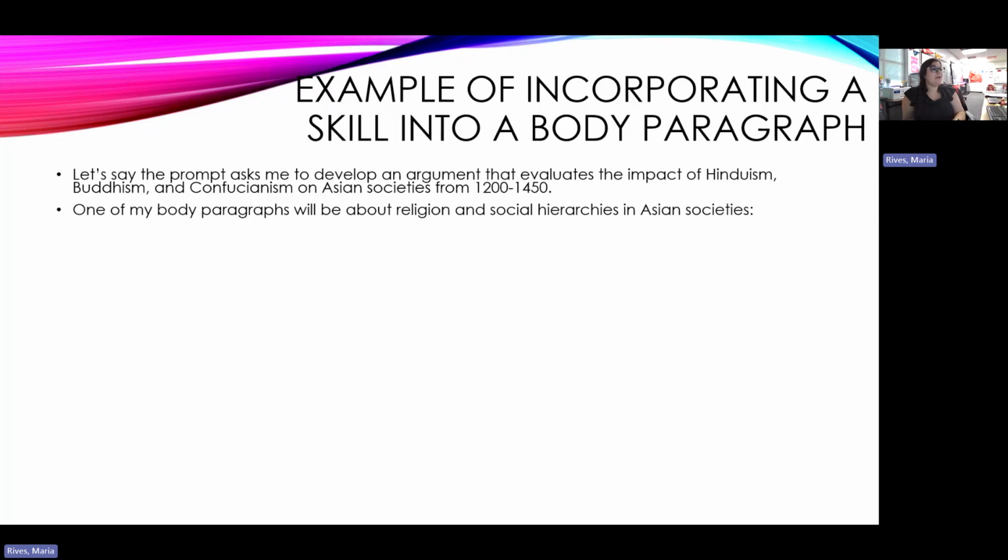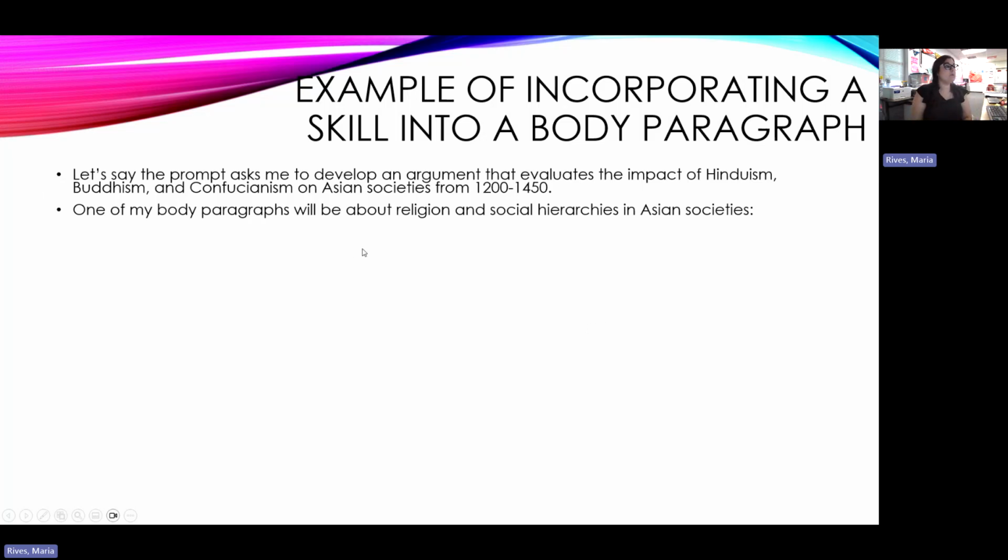And this one is going to be about impacts. So it could be effects. I could also do continuity and change over time. I could also do comparison, and I could compare the impact of Hinduism and Buddhism and Confucianism on different Asian societies. That would work as well. In my example, I'm going to use comparison. I'm going to compare the ways that the religions affected societies. So I just focused on one body paragraph.